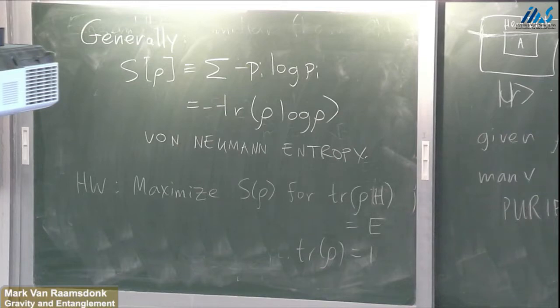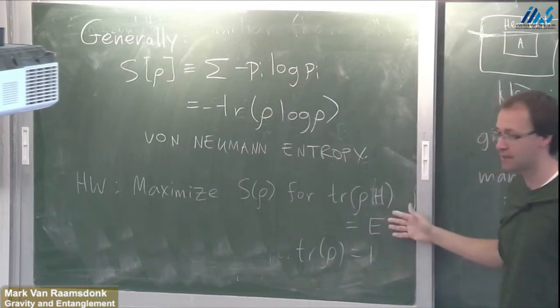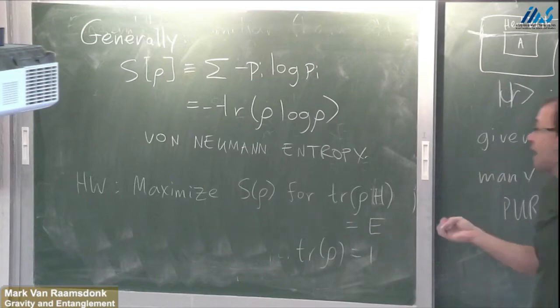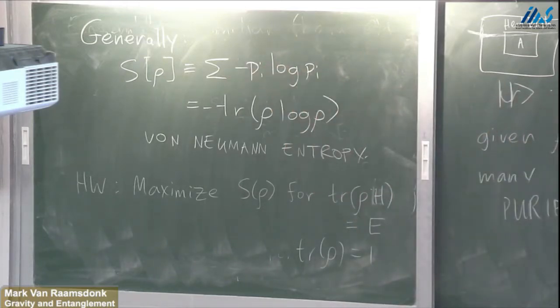Okay, so the thermal density matrix is the density matrix that maximizes this von Neumann entropy for a given energy expectation value. Okay, so you could try to show that, and then also try to check that if you calculate the value of this von Neumann entropy for that thermal state, then you end up with what you would usually calculate as the entropy for a state at a given temperature.